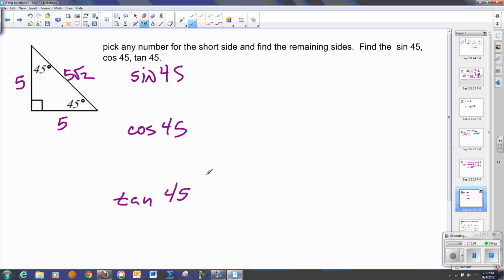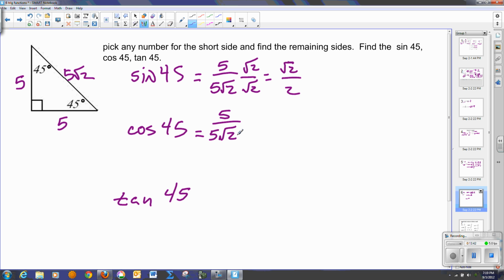And it doesn't matter which 45 we use. So, taking the sine of 45, that's the opposite over the hypotenuse. Opposite 5, hypotenuse 5 root 2, rationalize by root 2 over root 2, and the 5s reduce, so I end up with root 2 over 2. Let's take the cosine of 45. Let's use this 45, so that's the adjacent over the hypotenuse. What do you know? Got that same ratio, 5 over 5 root 2. If I were to rationalize, I get the same answer as my sine.